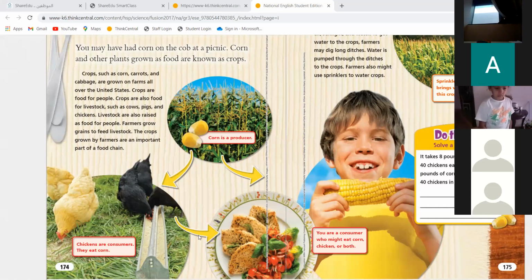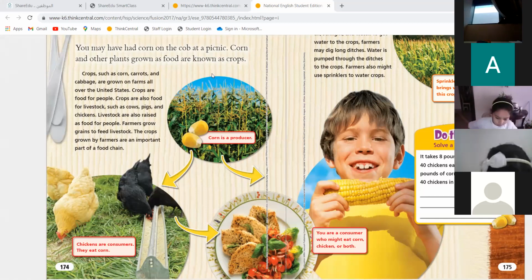Now, what makes this path? Now I can see a path. If the sunlight gives the energy to the corn, who will eat the corn? The chickens, and then we are going to eat the chickens. I can see a path. What do we call this path? A food chain. Food chain. Excellent. Girls, do you understand with me?